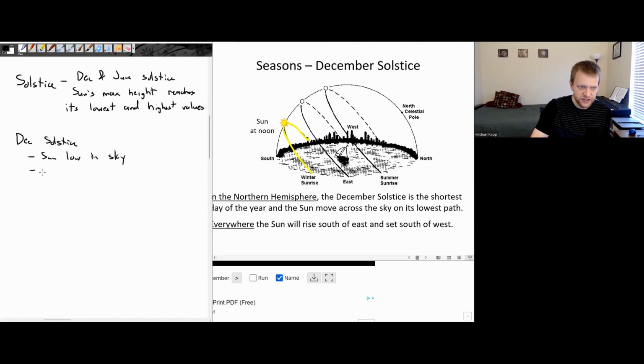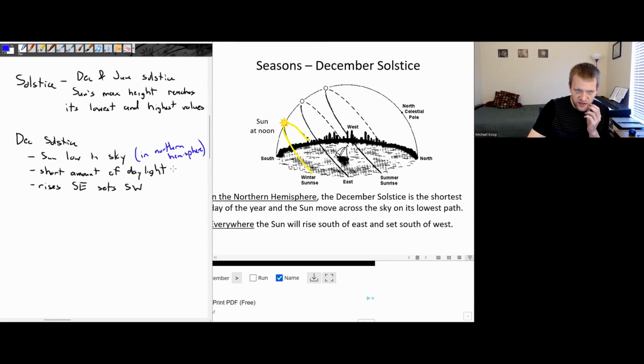A short time of daylight, short amount of daylight. And the sun rises in the southeast and sets southwest. Now, I should highlight that the sun is low in the sky in the northern hemisphere. And a short amount of daylight also in the northern hemisphere, but this rises southeast and sets southwest. That's for everyone.